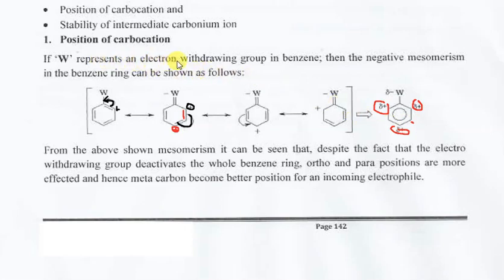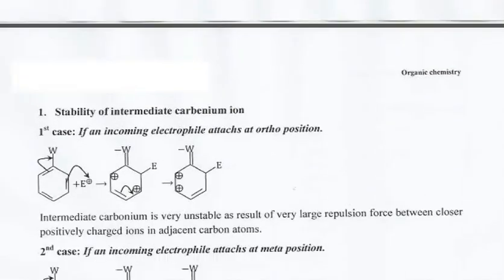So if W represent electron withdrawing group in benzene, then the negative mesomeric effect in benzene ring can be shown as follows. So from this negative mesomeric effect, from the above shown mesomerism, it can be seen that despite the fact that the electron withdrawing group deactivates the whole benzene ring, ortho and para position are more affected, and hence meta carbon become better position for an incoming electrophile. Kwa hizi meta position zinakuwa ni best position kwa sababu zenyewe electron hazijaondolewa.